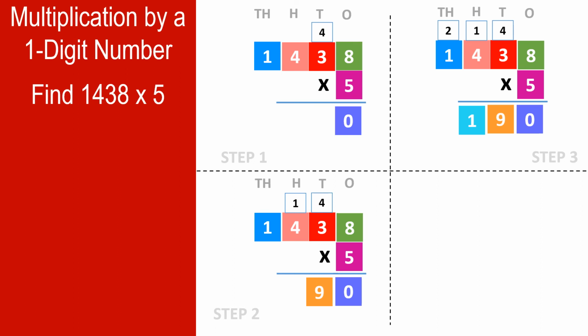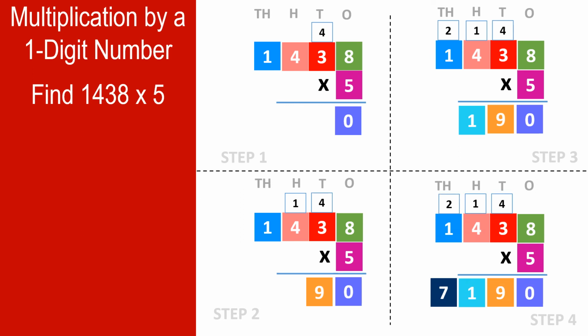So from 21, 1 will be placed there under hundreds, right? And 2 will be carried over to thousands place. Very good, beta ji. Now we are going to step 4 and the final step.